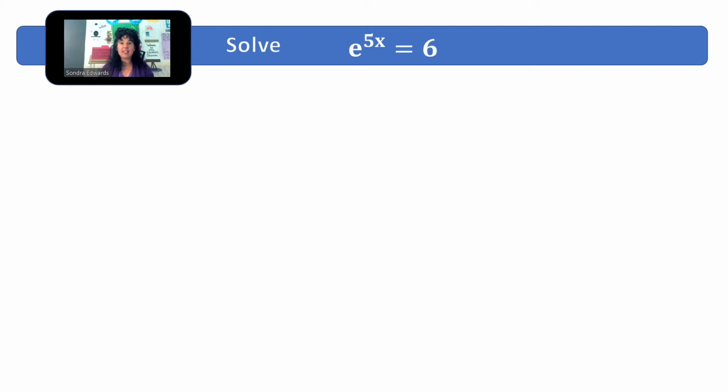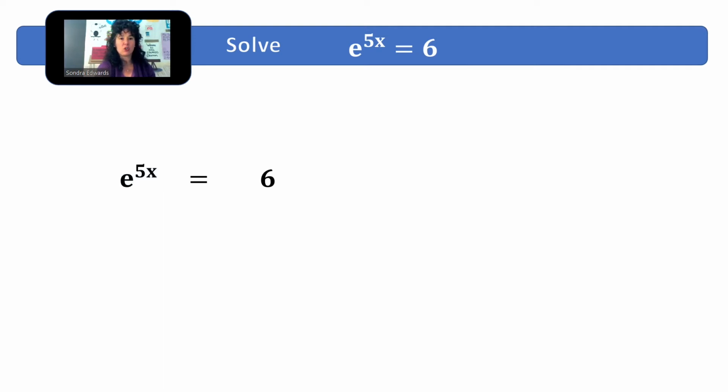Here we have e to the 5x equals 6. That exponent has a variable in it, so we want to immediately think logarithms. The next thing we see is that we have 1 power by itself. We're still working on strategy 1. If we see 1 power by itself, we're going to log and lasso.